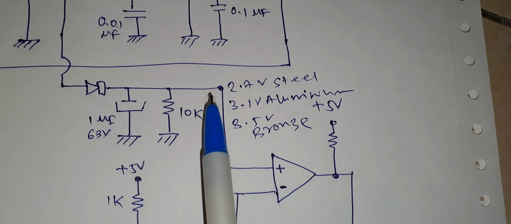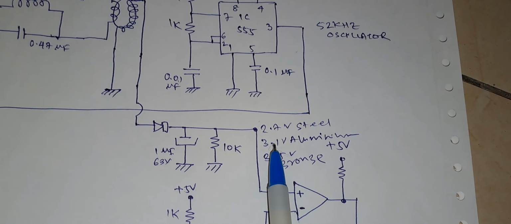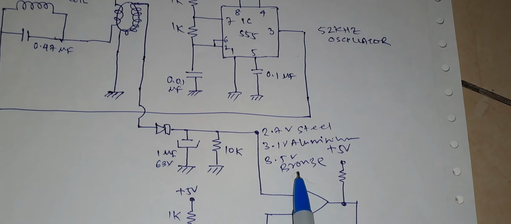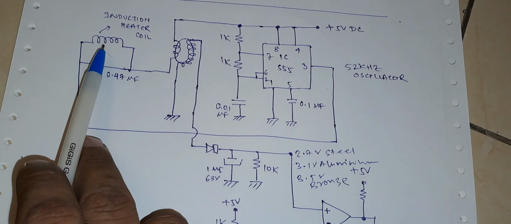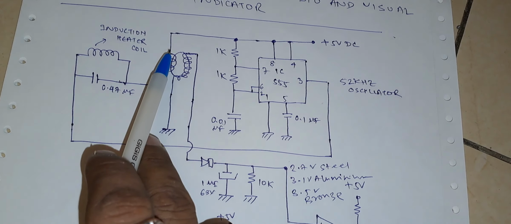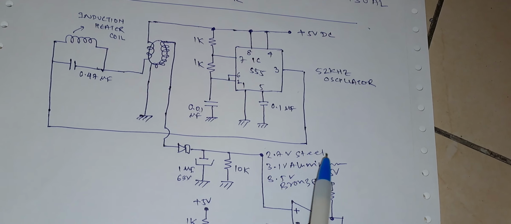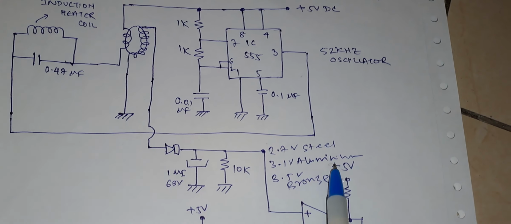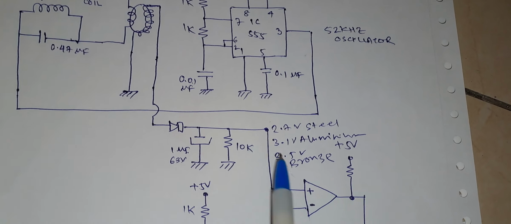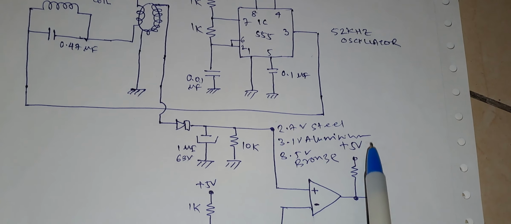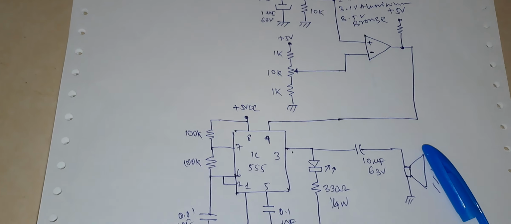For steel, the voltage at this point was 2.7 volts. For aluminum, it was 3.1 volts. For bronze, it was 3.5 volts. So whenever there is a metal presence, the current is changing in the circuit and this voltage is changing. It became 2.7 volts for steel, 3.1 volts for aluminum, 3.5 volts for bronze. I had these 3 metals in my home, so I used these 3 metals and the metal detector was working fine.